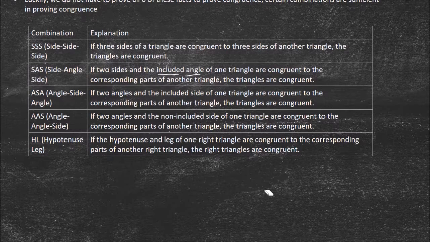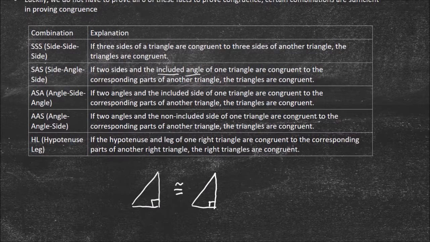And lastly, we have hypotenuse leg. So if the hypotenuse and leg of one right triangle are congruent to the corresponding parts of another right triangle, the right triangles are congruent. So as you can see, this is only applicable to right triangles. As you know, because it's a hypotenuse, the only triangles that have a hypotenuse are right triangles. So we're trying to prove they are congruent. The hypotenuse leg theorem says if the hypotenuse and the leg of one right triangle, so the hypotenuse are congruent, and the leg, so either one of the legs, that means the triangles are congruent.